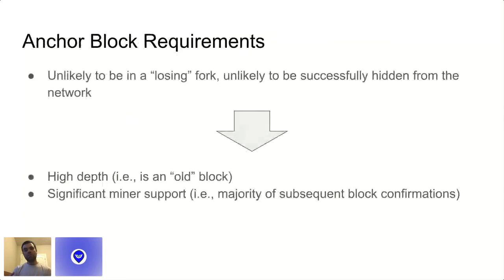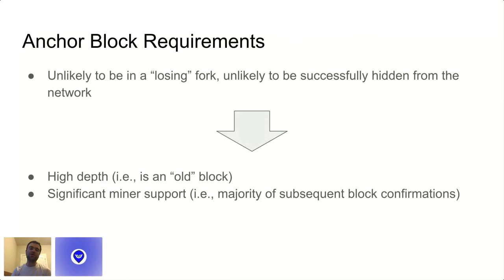Okay, so given that we want to choose an anchor block, what are the requirements that we might want for this anchor block? So we want this anchor block to be very unlikely to be included in a losing fork, right? We don't want this anchor block to be chosen and then most miners in the network actually not following that block, because in that case, very few of the commitments in the network would actually be proof of transfer commitments. It would mostly be burns.